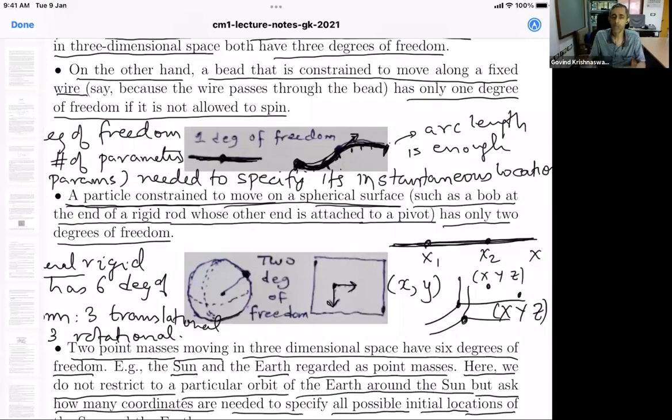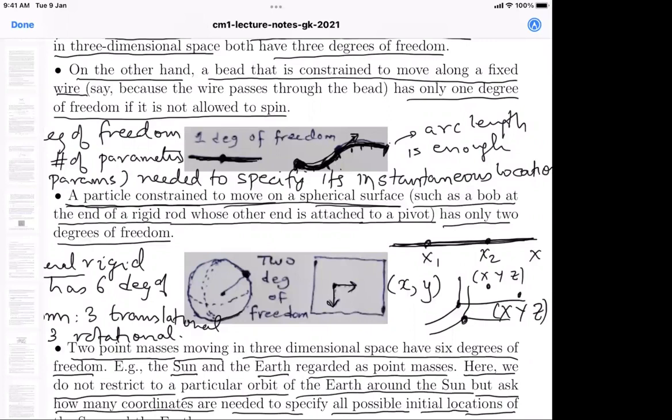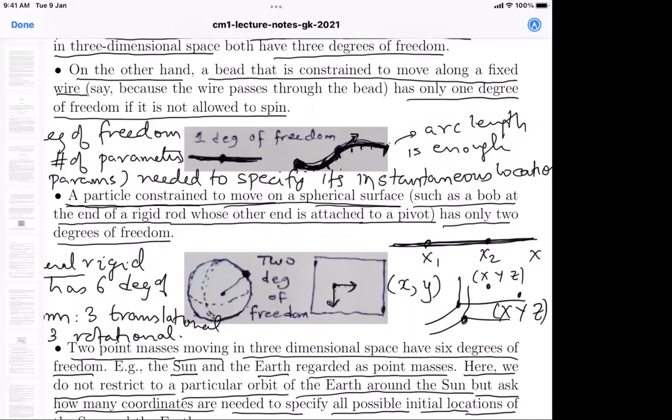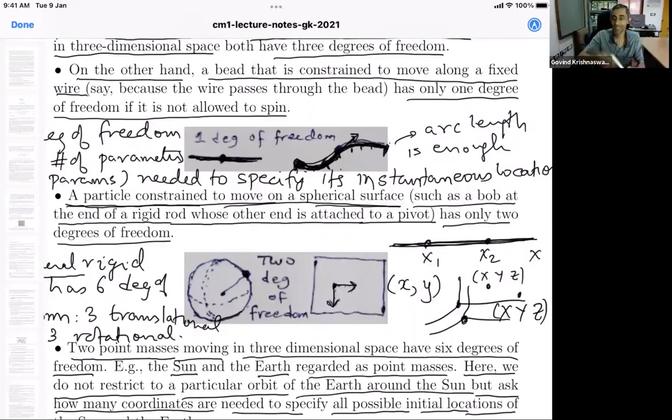Yes, you are free to think of the Sun-Earth system as 2 masses at the end of a rod, except that this rod can get elongated and shrunk. So you will still need 6 coordinates: one to locate the middle of the rod or something, and then the vibrational mode of the rod as well.